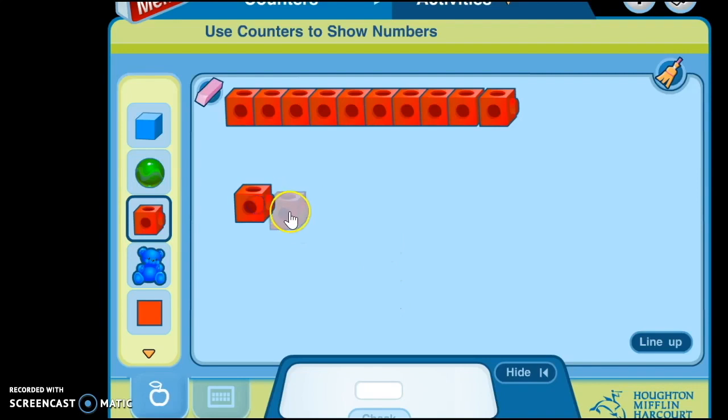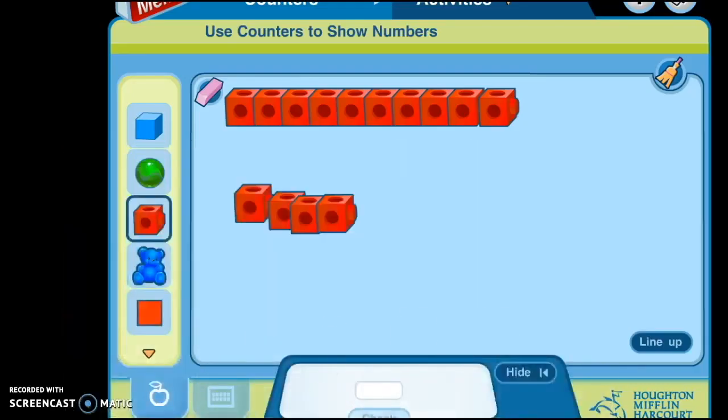If I have 1, 2, 3, 4 hooked together, how many more do I need to get to 10? So then they would need 6 more to build to 10.